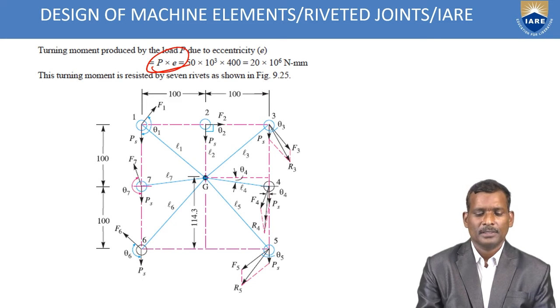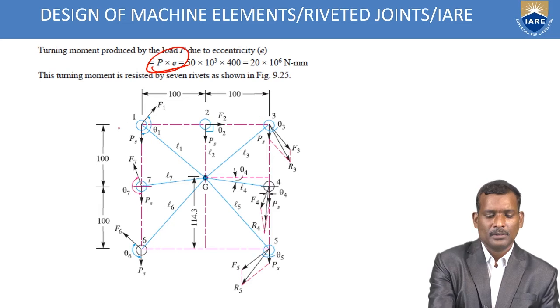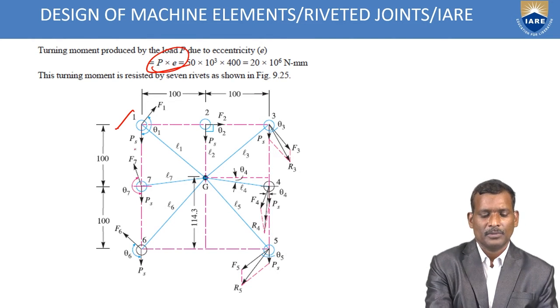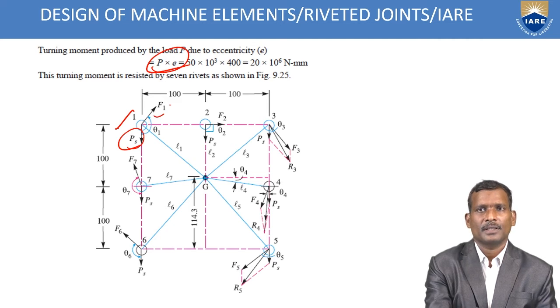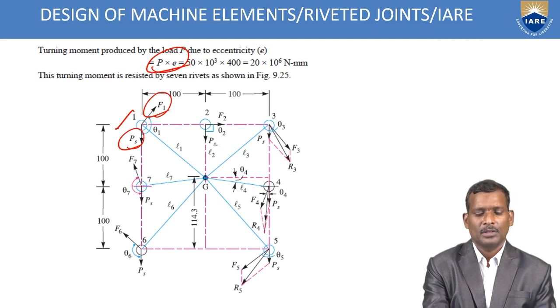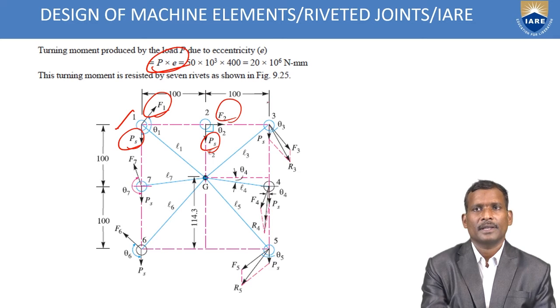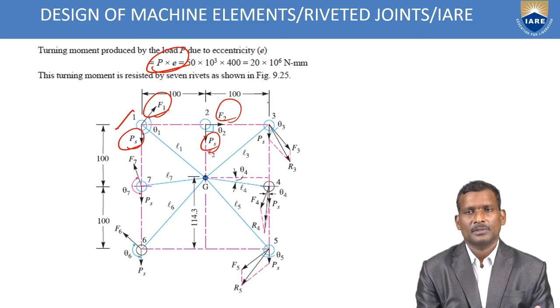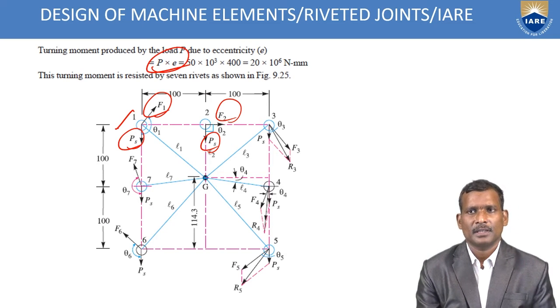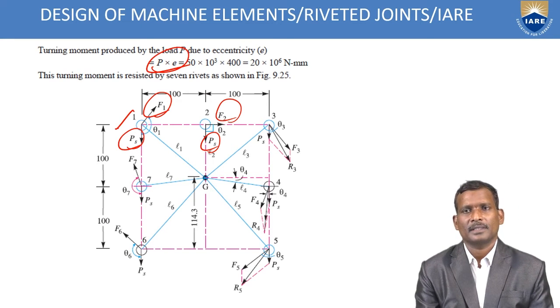So again, draw this diagram. Two shear stresses are there at each rivet: one is direct shear stress, another one is secondary shear stress. Similarly at rivet 2, the direct shear stress and secondary shear stress. The third, direct shear stress and secondary shear stress, like that up to 7.